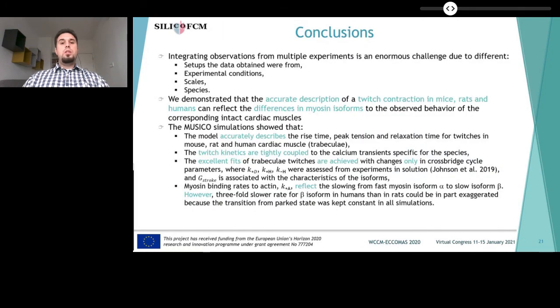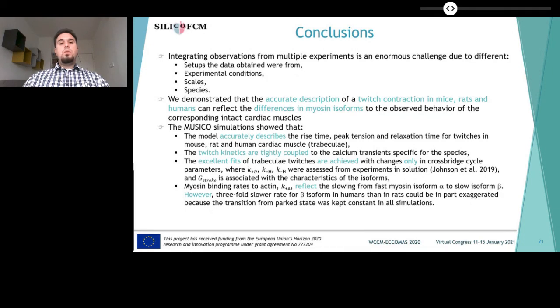In conclusion, using MUSICO simulations, we demonstrated that differences in myosin isoforms can lead to the observed behavior in intact cardiac muscles during twitch contractions in mice, rats, and humans. We also showed that the twitch kinetics are tightly coupled to the calcium transient specific for the species. As I already said, the fits of trabecula twitches were achieved with changes only in crossbridge cycle parameters, some of which were assessed from the experiments in solution.